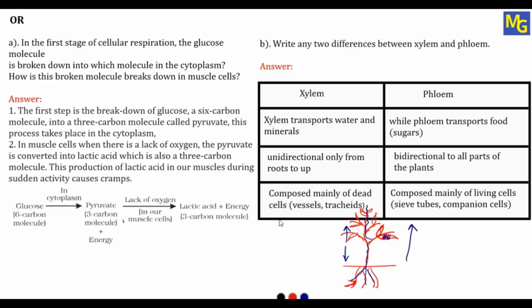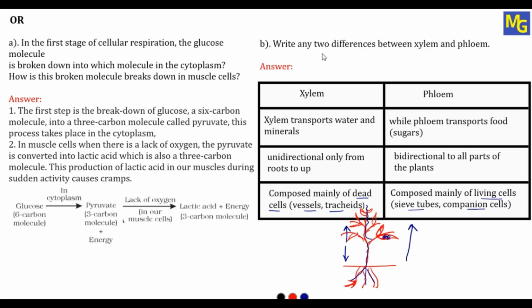The third point, xylem is composed of mainly dead cells. So the cells present in the xylem consist of vessels, tracheids, xylem parenchyma, and xylem fibres. So here these vessels and tracheids are mainly dead cells which help for support. But in case of phloem, it consists of sieve tubes and companion cells, and mainly these cells are living cells. So these are the main important differences which you have to write for this question.